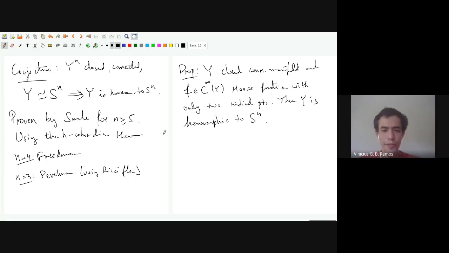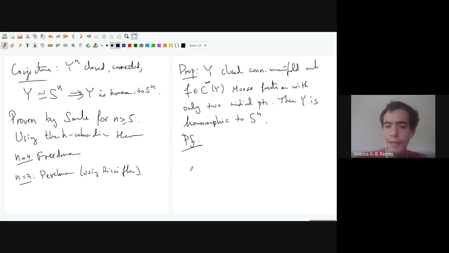Okay, so how do we prove this? It's not very hard. This is pretty simple. We know that a Morse function on a closed manifold has to have at least 2 critical points because you have a minimum and a maximum, and the function can't be constant. But this is the converse of this question: if you have exactly 2 critical points, then you have to be homeomorphic to Sn.